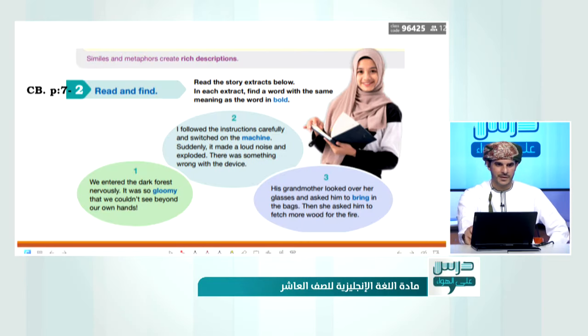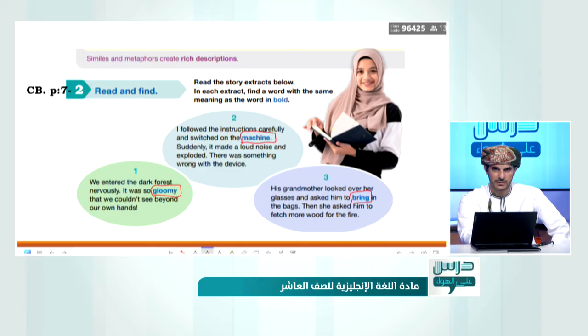Now let's continue to our class book, page 7, activity number 2. Look here, read the story extract. We have some extracts from the story. In each extract, find a word with the same meaning as the word in bold. So, find a word that has the same meaning as this one. Machine, gloomy, bring.